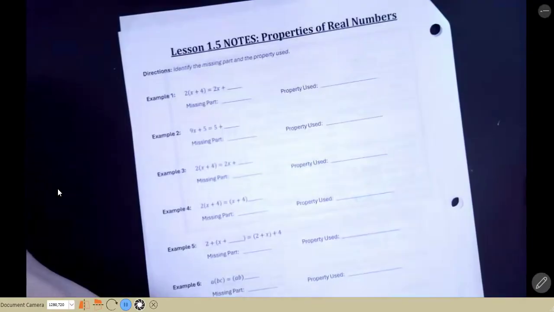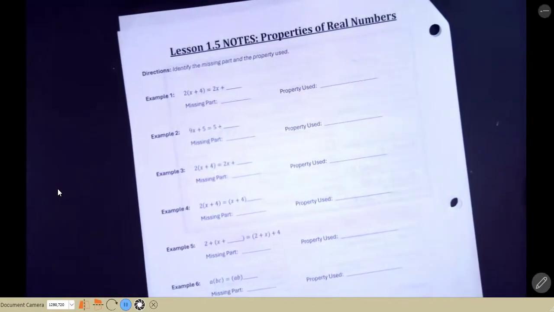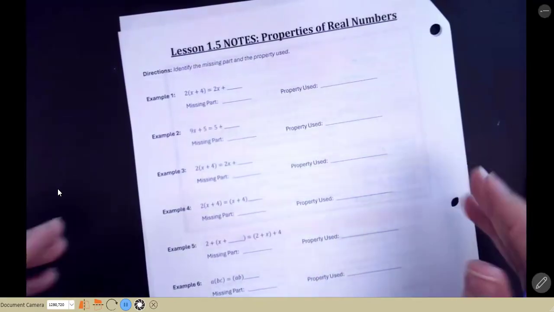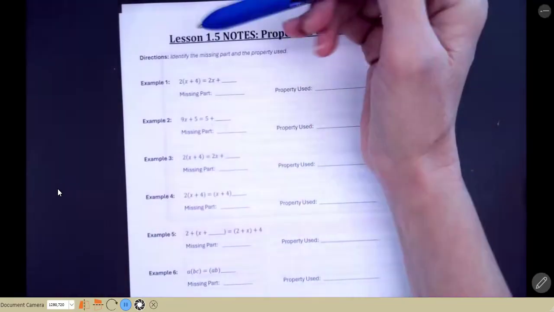We're going to practice some of these. I have created these to look like the type of questions you're going to see in your textbook. There's a lot because there are a lot of variations.